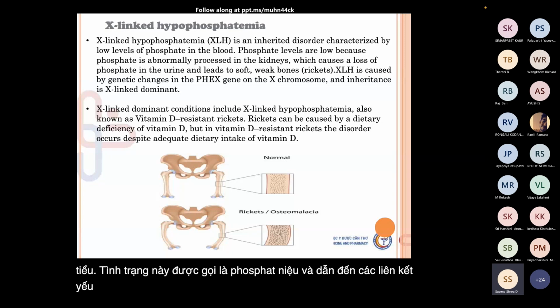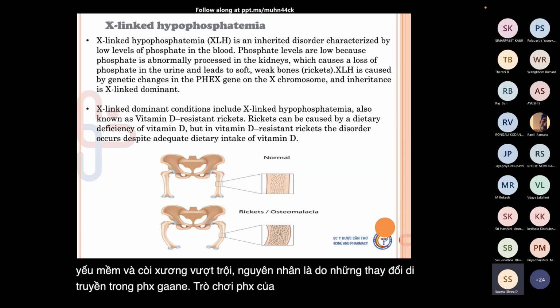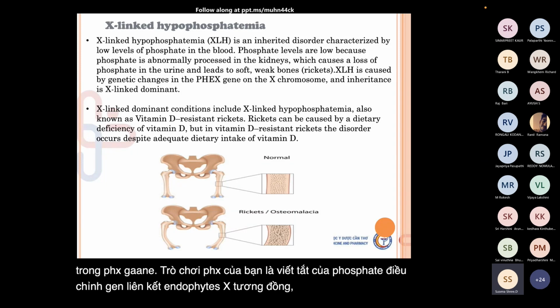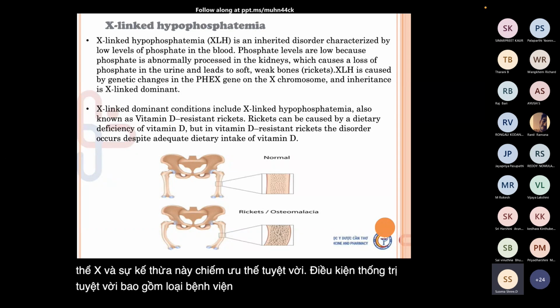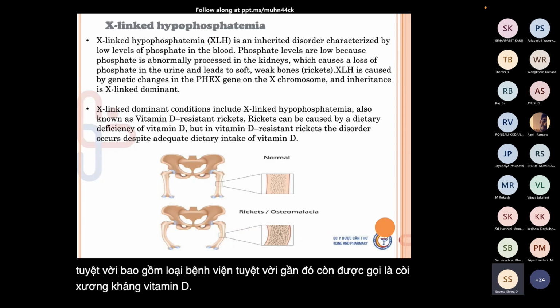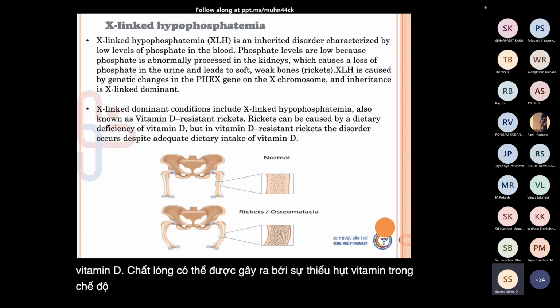XLH is caused by genetic changes in the PHEX gene. PHEX stands for phosphate regulating endopeptidase homolog X-linked gene, which is present on the X chromosome, and this inheritance is X-linked dominant. X-linked dominant conditions include X-linked hypophosphatemia, also known as vitamin D resistant rickets. Rickets can be caused by a dietary deficiency of vitamin D. But in vitamin D resistant rickets, the disorder occurs despite adequate dietary intake of vitamin D.